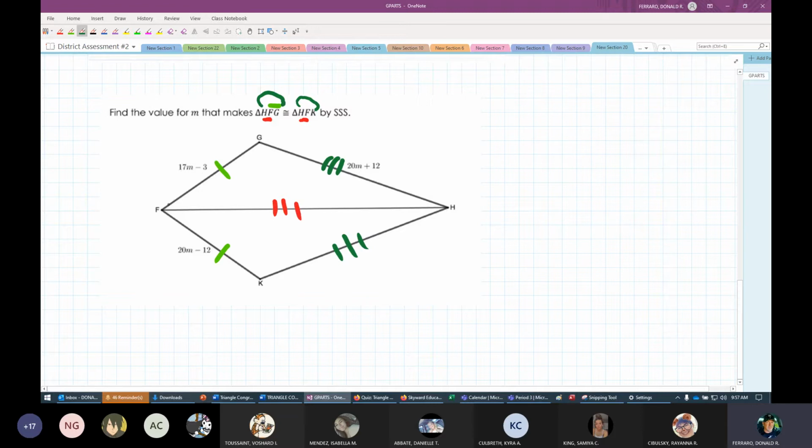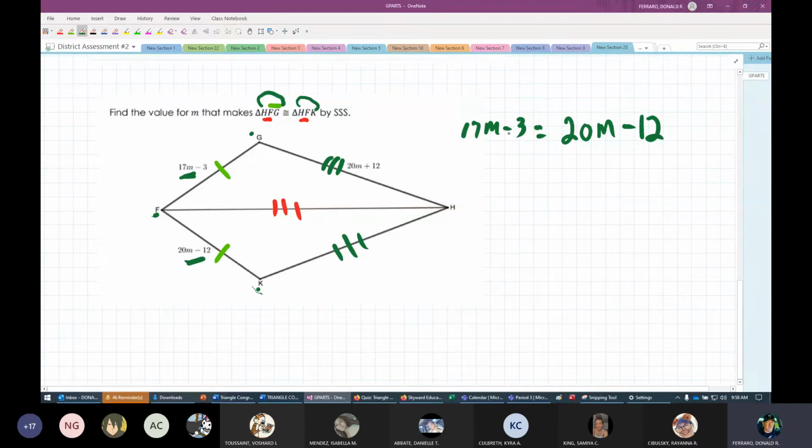So we know that segment FG is congruent to segment FK, meaning the distance for these lines is exactly the same, so we can now solve for M. I need you guys to walk me through the algebra here. The equation that we set up is 17M minus 3, that comes from there, is equal to 20M minus 12. Since they're equal, we can set them equal to each other, which I just did in the equation.